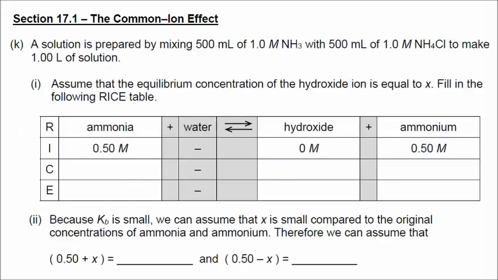And if we had a solution that contained equal concentrations of both ammonia and ammonium, we could fill in our RICE table with minus X and plus X, like we did before with the weak acid. Because Kb is small, we can assume that 0.5 plus X and 0.5 minus X are simply equal to 0.5. That makes our math easier.